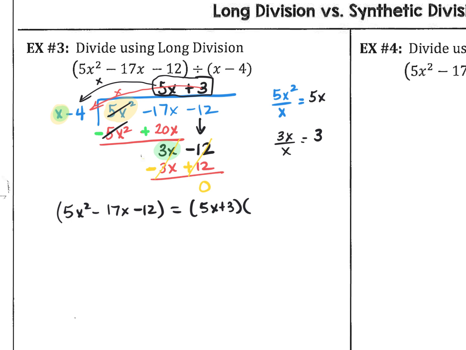Times the divisor, and then plus the remainder. Is there a remainder? No, so we don't put plus 0, we just leave it. Boom. You know what we've just done here? We've just factored that. If we know one factor, we can now use division to find the other factor. Make sense?